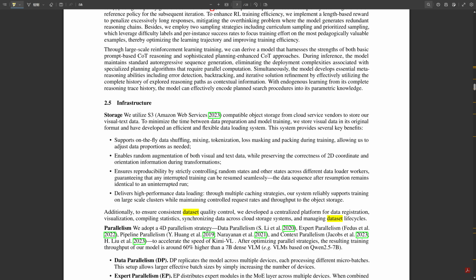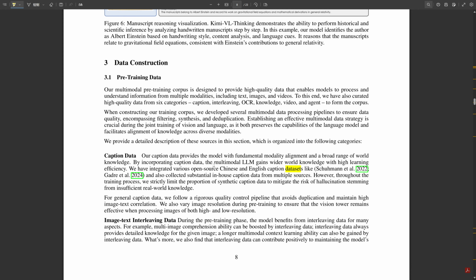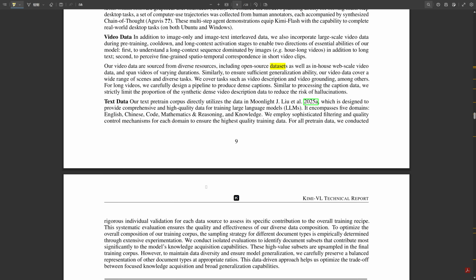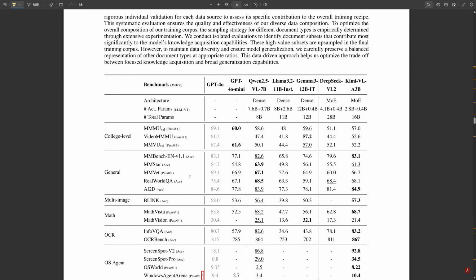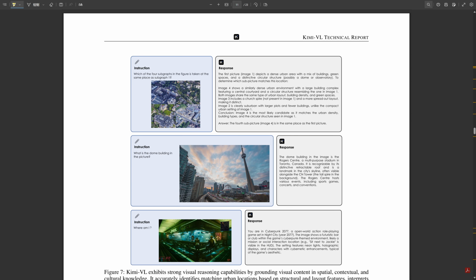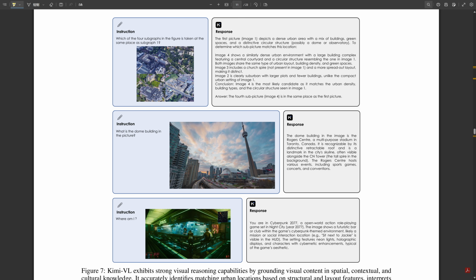Kimi-VL shows competitive and often superior performance compared to other efficient VLMs like GPT-4o Mini, Qwen 2.5-VL-7B, and Gemma 3-12B-IT. And it does this across a wide range of benchmarks, covering everything from general visual understanding to solving college-level problems, multi-image reasoning, OCR, agent tasks, and understanding long documents and videos. So it's not just good at one thing, it's good at a lot of things.